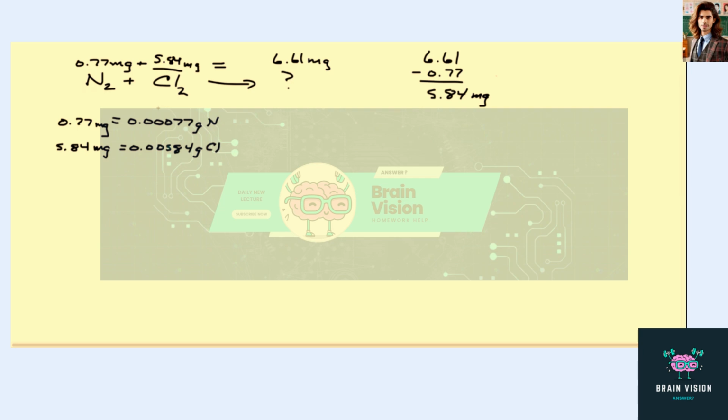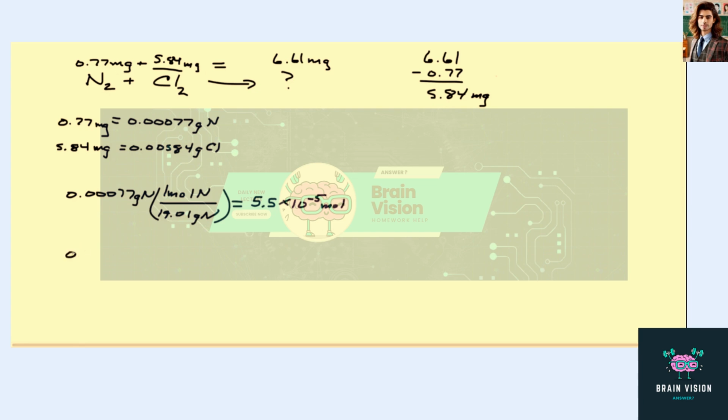Now, nitrogen is normally found as N2 and chlorine is Cl2. But remember, when you do empirical formula problems, we're going to be looking for the molar mass only of one atom. So let's start out with the nitrogen. We have 0.00077 grams. The molar mass of nitrogen is 14.01 grams. And so we have, to two significant figures, 5.5 times 10 to the minus 5 moles of nitrogen.